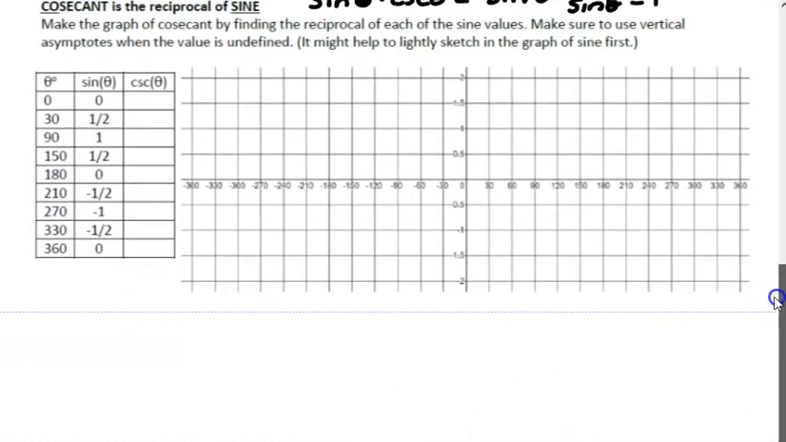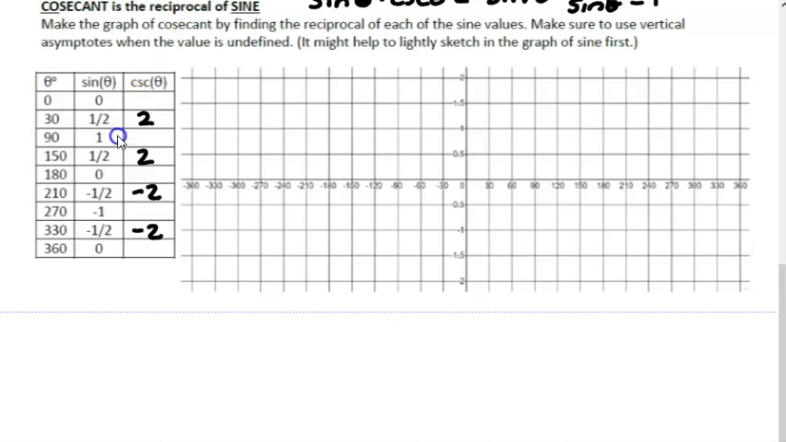So here I have a chart. Sine of 0 is 0. Sine of 30 is 1/2. We already saw that if sine of 30 is 1/2, then the reciprocal of 1/2 is 2. So cosecant would be 2. That's going to also be true for 150. For 210, the reciprocal of -1/2 would be -2, because -2 times -1/2 would give me 1. So at 330, the reciprocal would also be -2.